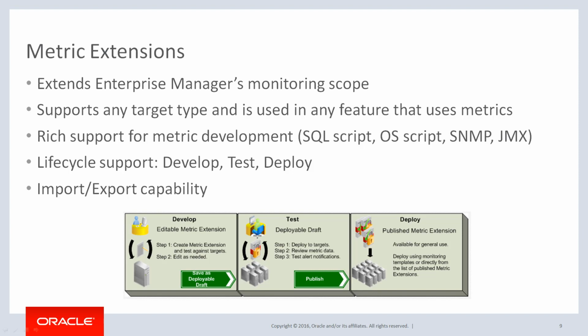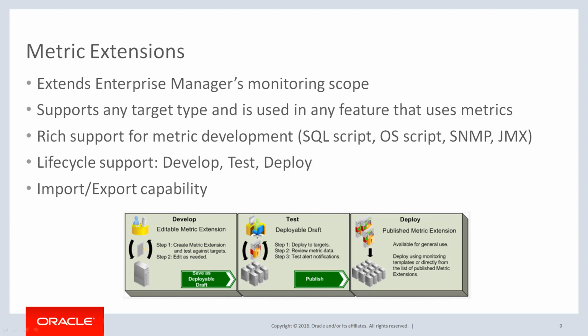Unlike user-defined metrics, metric extensions can be built for all target types. After selecting a target type, there is one or more adapters available to build the metric extension. Examples of these adapters are OS command, where a shell script is run at the OS level. If the target type is a database, we have a SQL adapter that can run PL/SQL scripts on the database. We also have adapters for SNMP and JMX to support management information-based files and middleware servers.